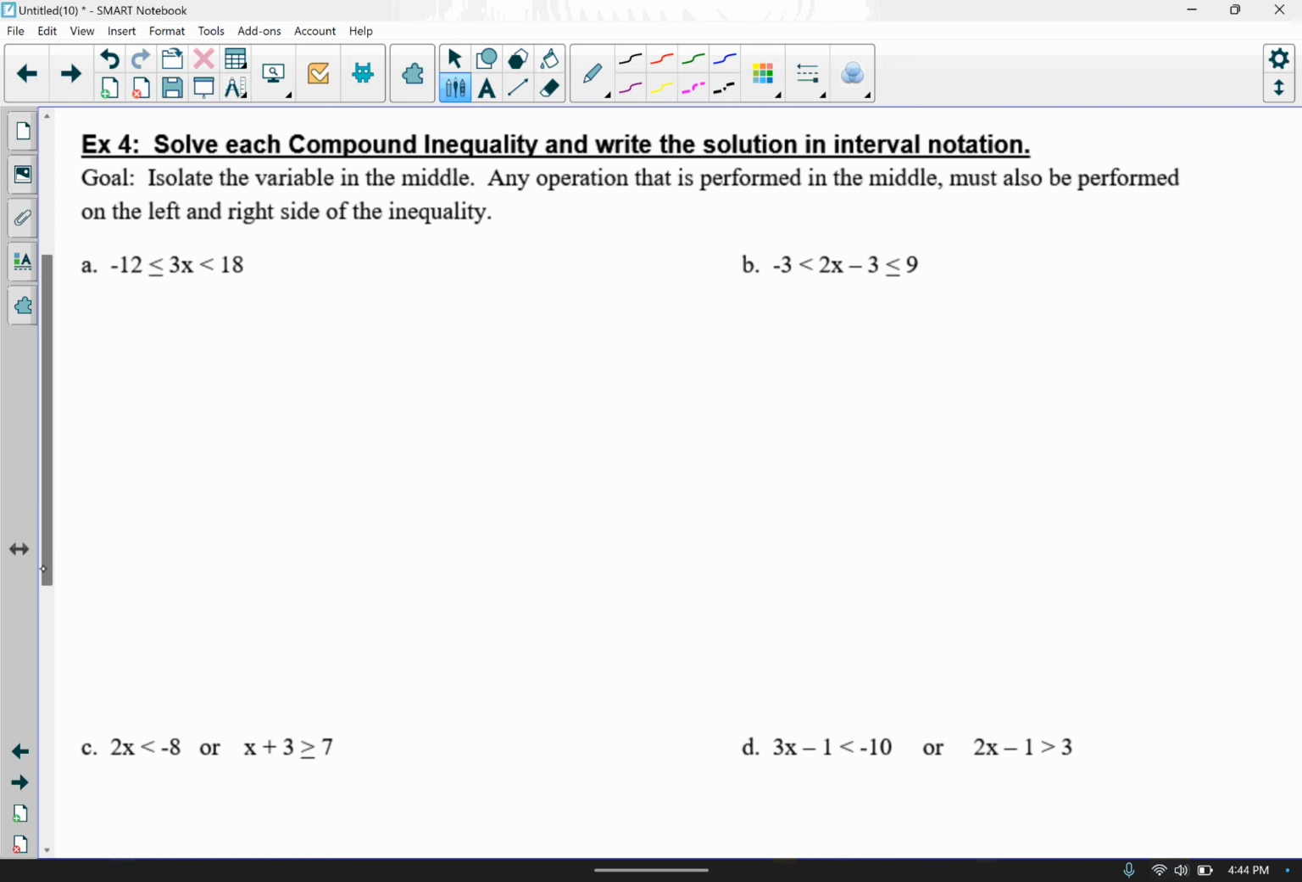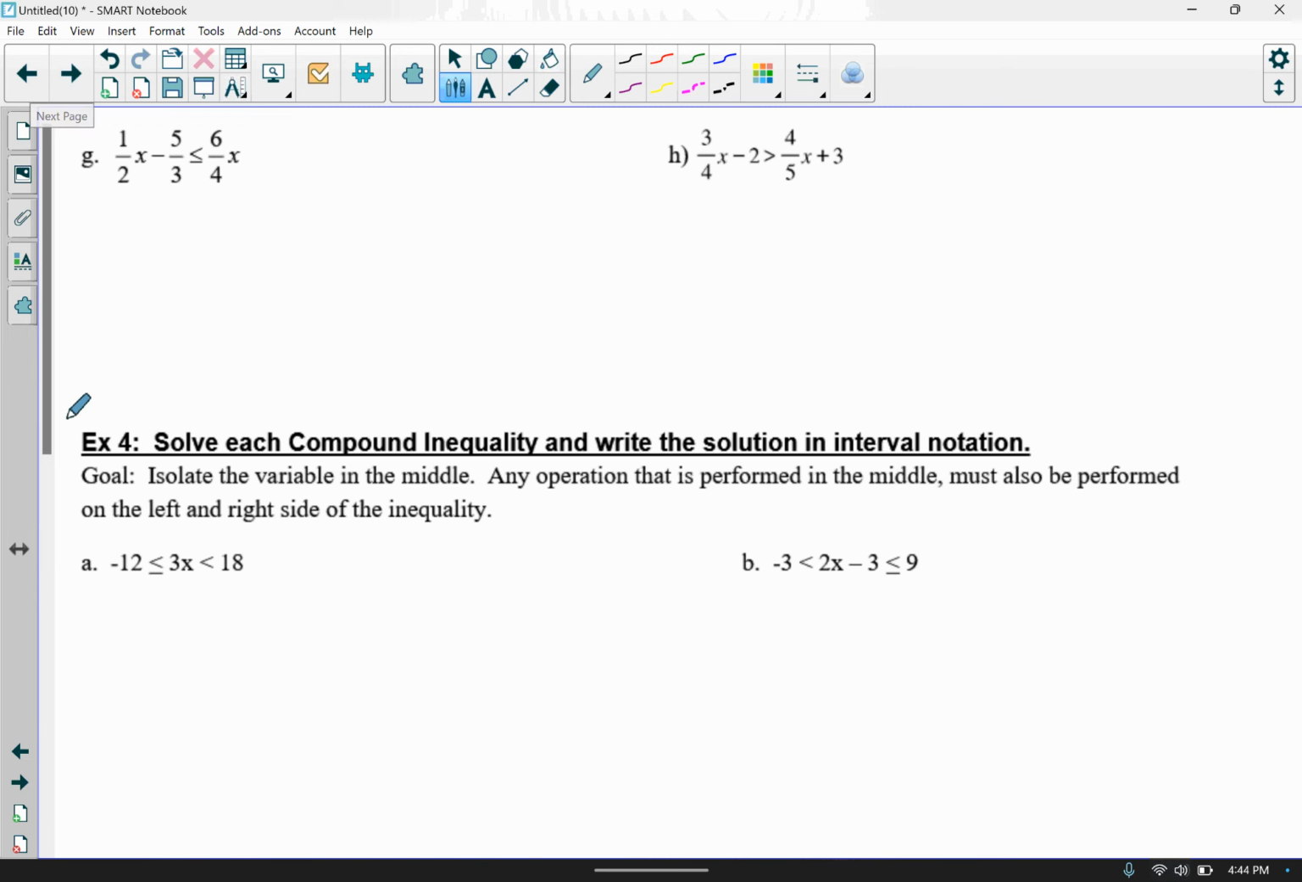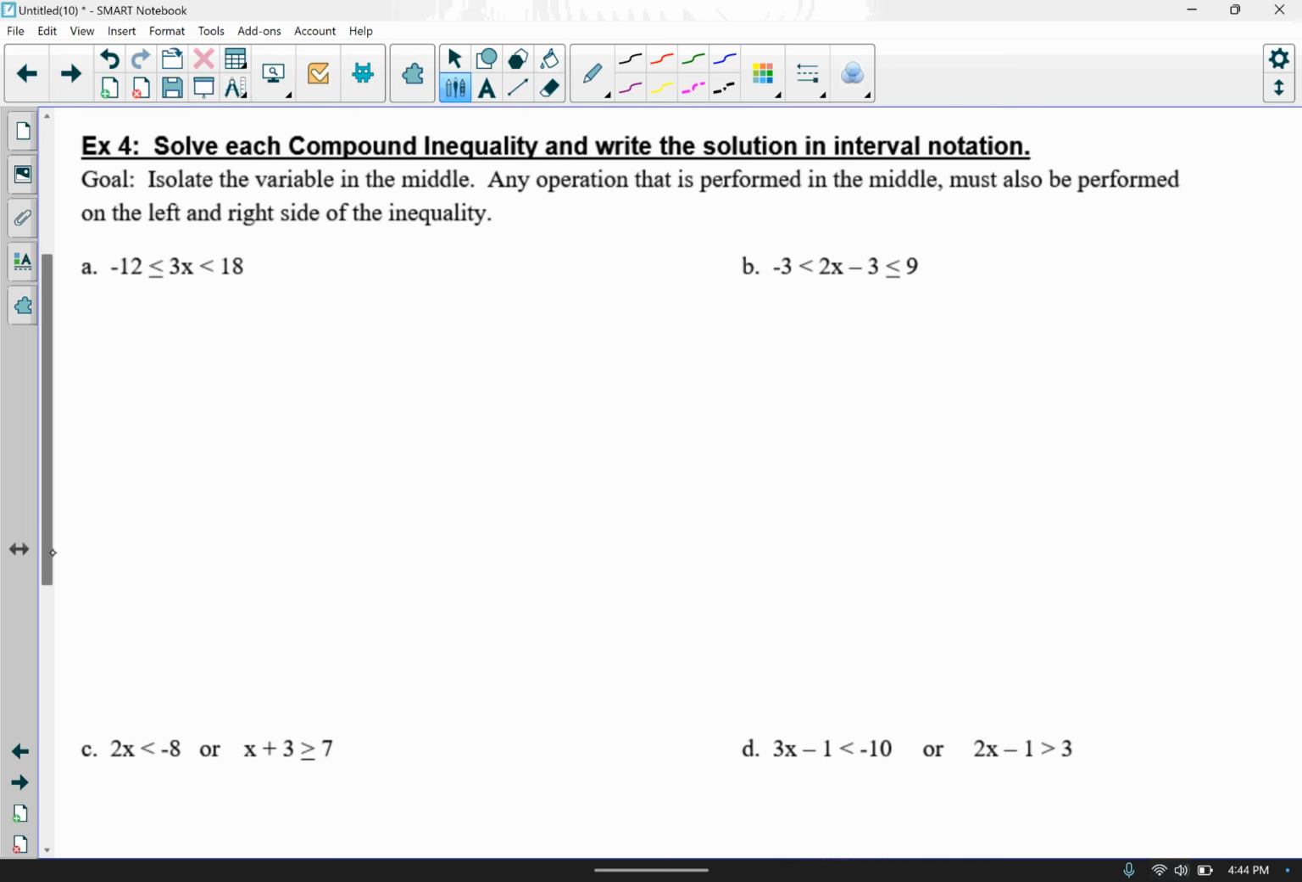All right, let's come on down to example 4, and let's solve compound inequalities. With this one, I'm going to do letter A and B here with you, okay? Whenever you are solving a compound inequality, and especially whenever it's like letter A here, you can see that this 3x is between two numbers. Your goal is to get that x in the center all by itself.